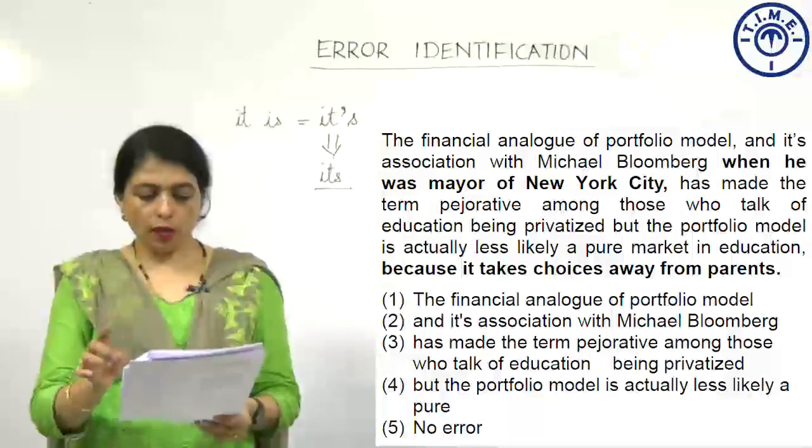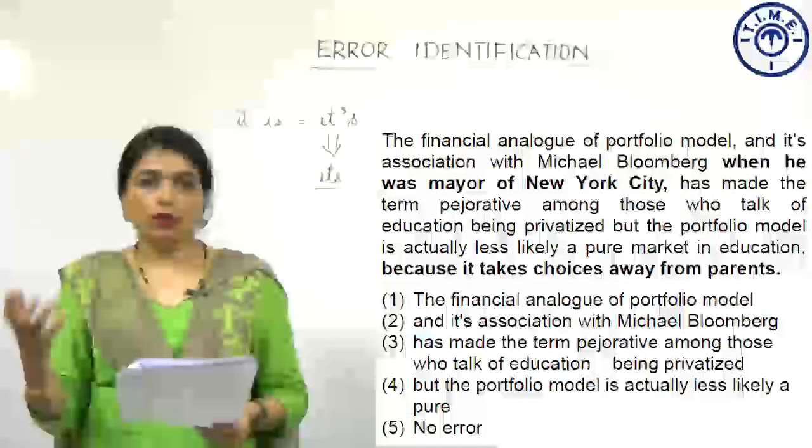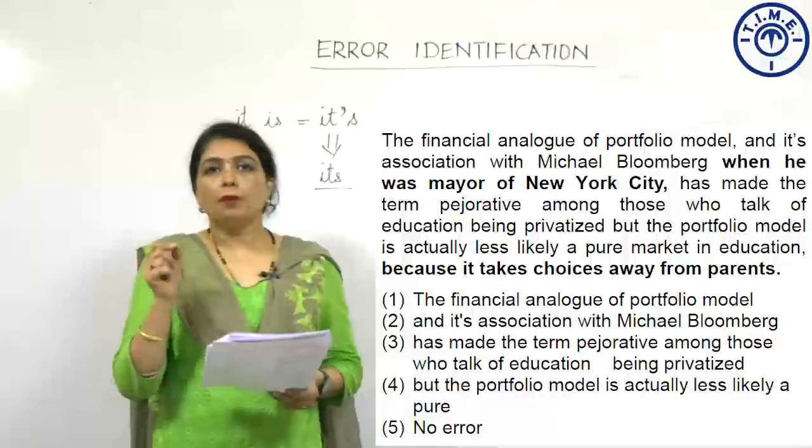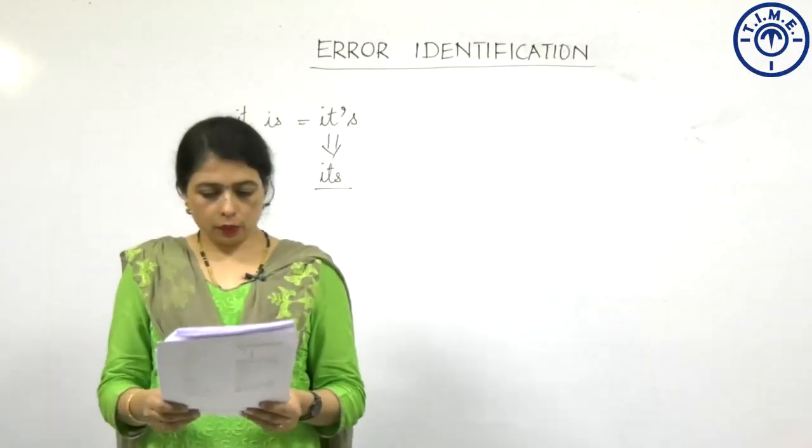So, we understand 1, 2 and 4 have errors. 5 of course has no error and we cannot go for it. The answer is option 3, which is error free. Fine, we move on to the next question.